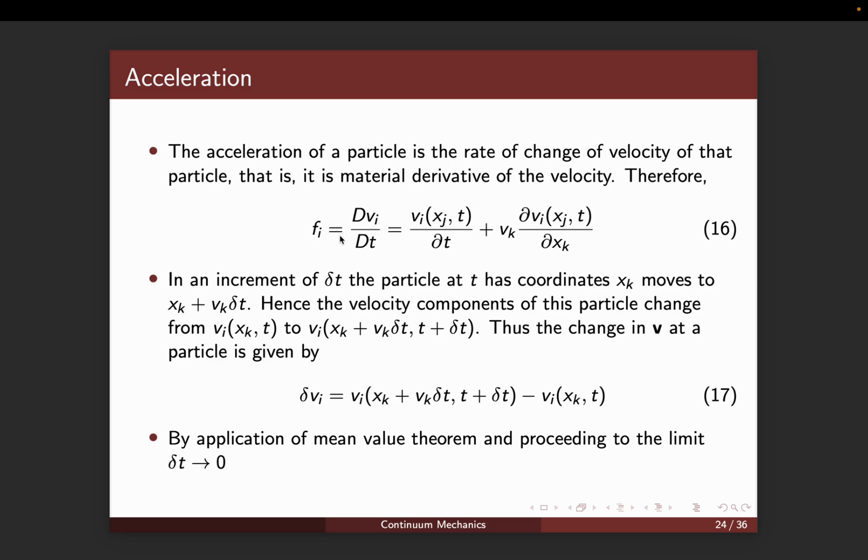One can get this expression by taking the velocity at the two spatial positions, taking the difference and dividing by delta t, and when delta t tends to 0 you get the same expression as given in equation 16. So this is one example.